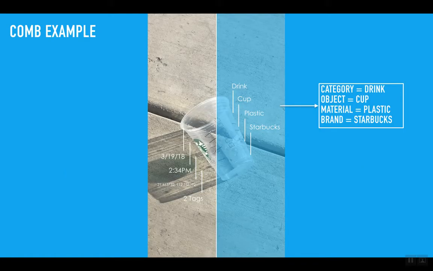And so the mobile device captures the date, the time, the geolocation, and you as a user can input which tags. And as I said, we're really looking to create this database. So category in this case would be drink. The object is a cup. The material is plastic, and the brand in this case is Starbucks.